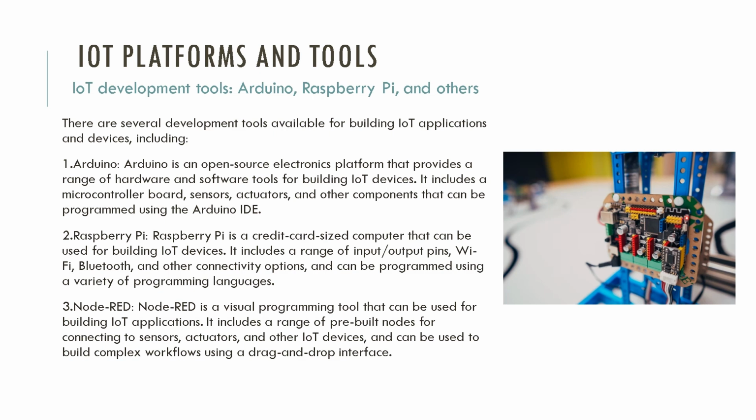2. Raspberry Pi. Raspberry Pi is a credit card-sized computer that can be used for building IoT devices. It includes a range of input or output pins, Wi-Fi, Bluetooth, and other connectivity options, and can be programmed using a variety of programming languages. 3. Node-RED. Node-RED is a visual programming tool that can be used for building IoT applications. It includes a range of pre-built nodes for connecting to sensors, actuators, and other IoT devices, and can be used to build complex workflows using a drag-and-drop interface.